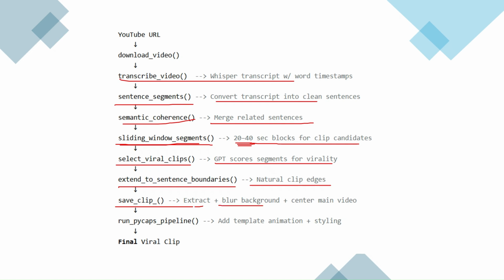We add a blurred background instead of the main video. Of course, this is also optional. If you don't want a blurred background and you want to just keep it into a 9 by 16 format, you can use it that way as well. Then we run PyCaps pipeline, which will add dynamic captioning on top of the final video.